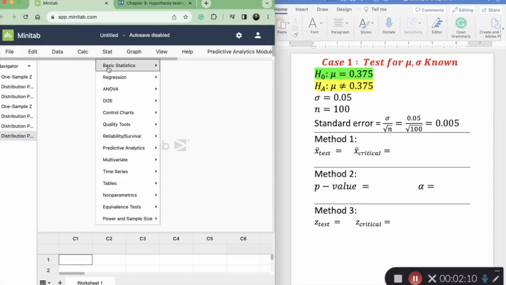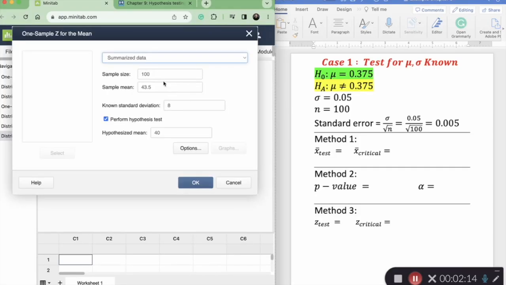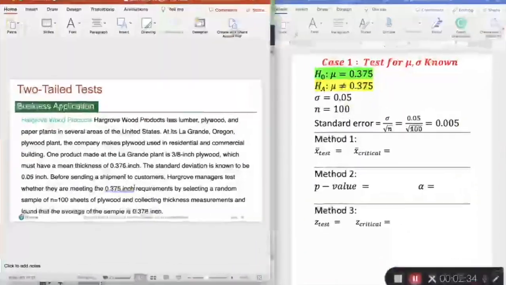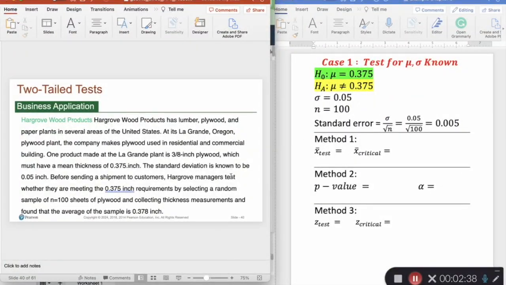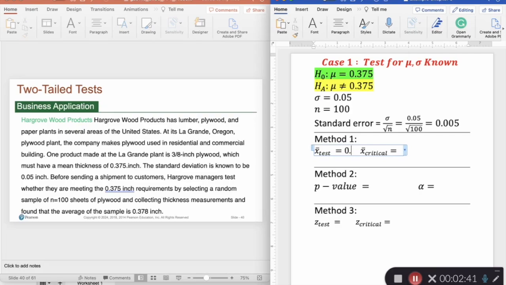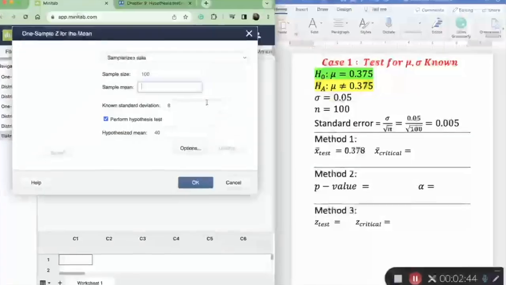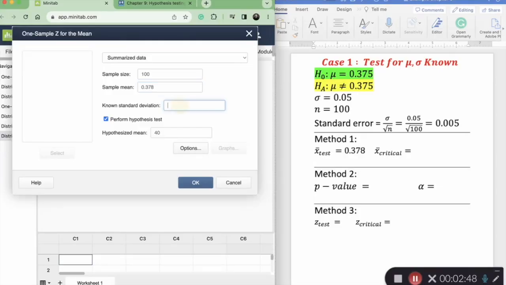Now let's go to Minitab and do the testing. So basic statistics, one sample z-test. Summarize data. Sample size is 100. Sample mean is, where's the sample mean? I did not write it, so let me go back here. Sample mean 0.378, so it is the X bar test, 0.378. Standard deviation 0.05. The hypothesized mean is 0.375.